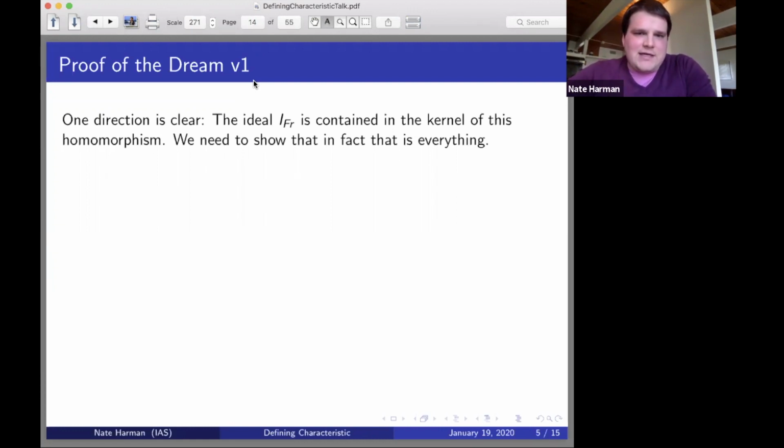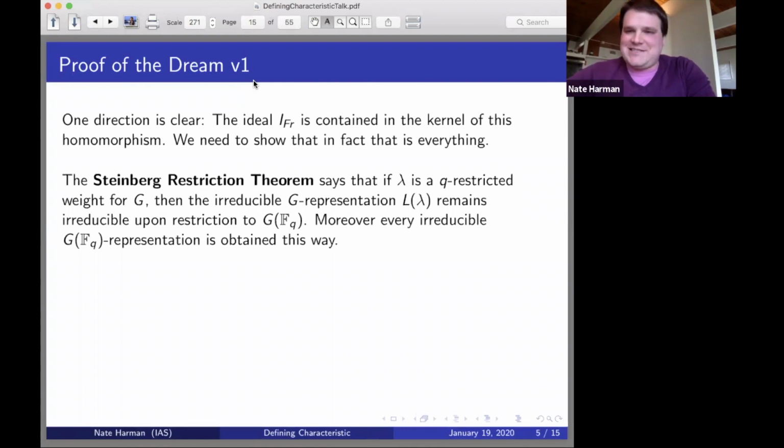And so this is going to follow from the two standard facts about representations in defining characteristic that I know. The first one is the Steinberg restriction theorem. If I have a q-restricted highest weight for G, then there's a unique irreducible highest weight representation of G with that highest weight, and I can restrict it to the F_q points, and that remains irreducible. And then moreover, every representation of the finite group appears this way.